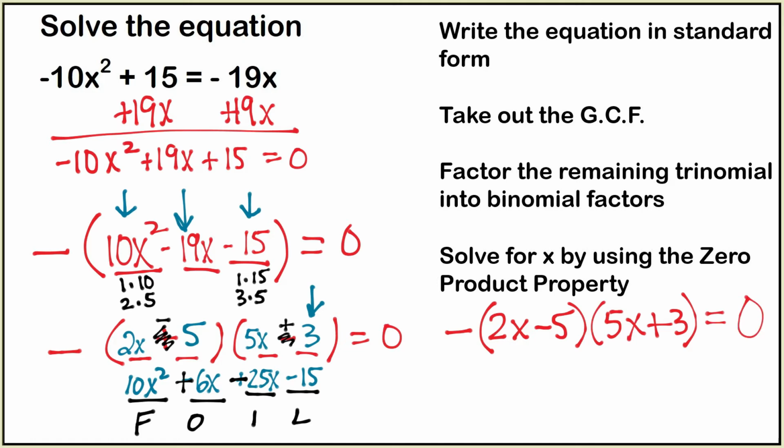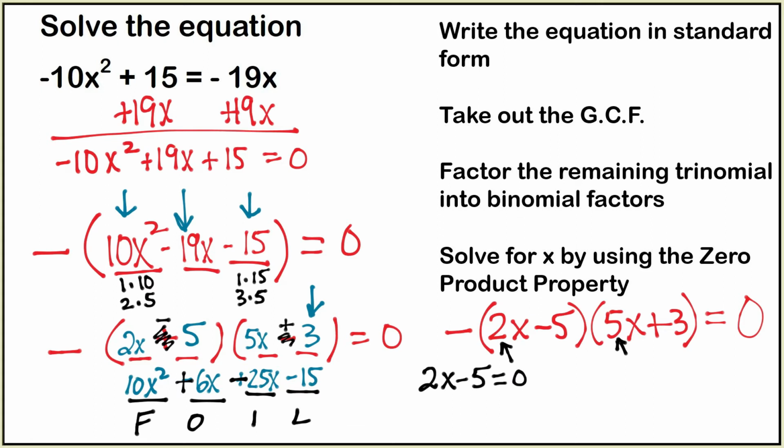So now I need to solve this problem using the zero product property. And so both of these binomials have coefficients in front of the x. So for both of these problems, I'm going to have to solve an equation to get the answer. So I asked myself, what value of x will make 2x minus 5 equal 0?